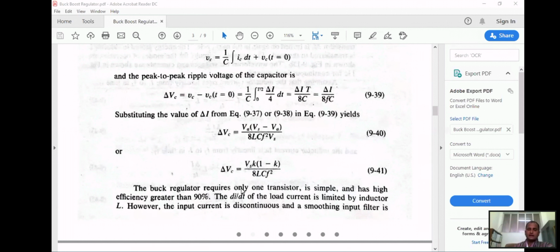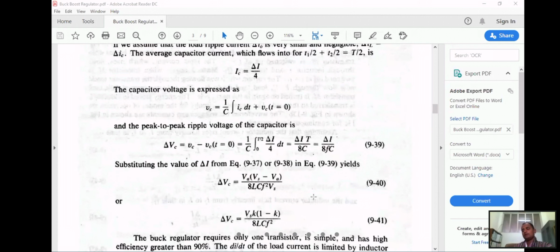So the input current is discontinuous, and the input filters smooth it. You must be thinking that you will not get a pure DC if you are converting a fixed DC to a variable DC. You might think the input is DC so the output should be DC, but there are other changes going on when you try to regulate the voltage.